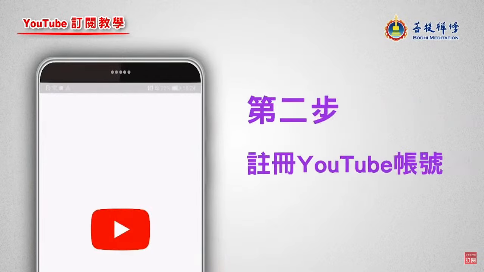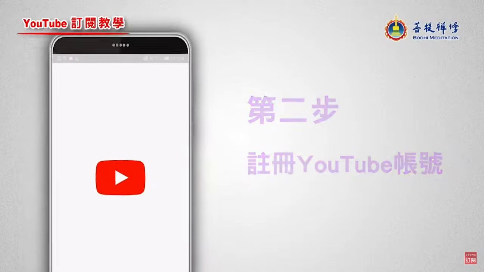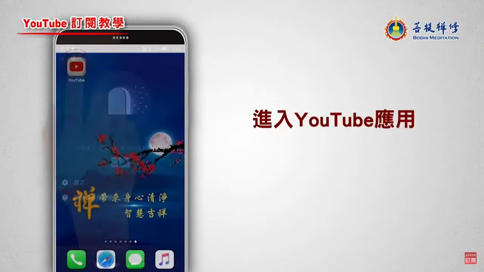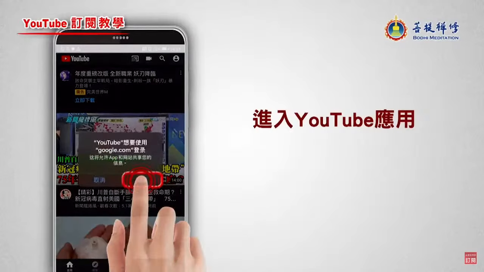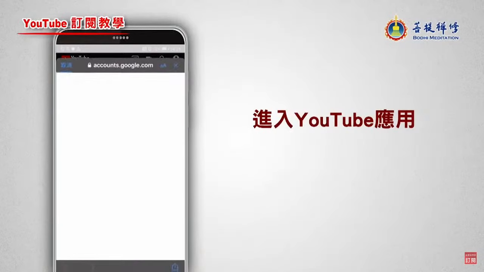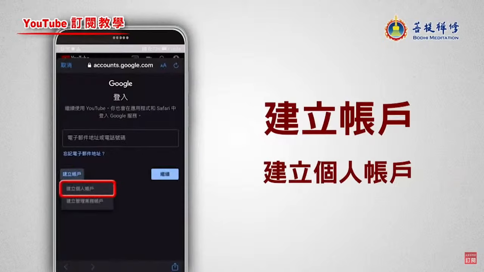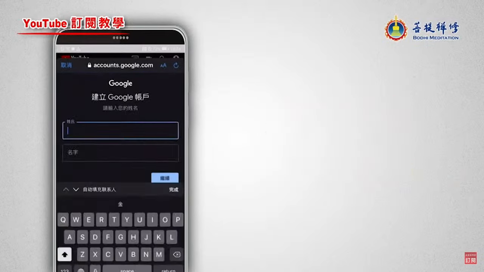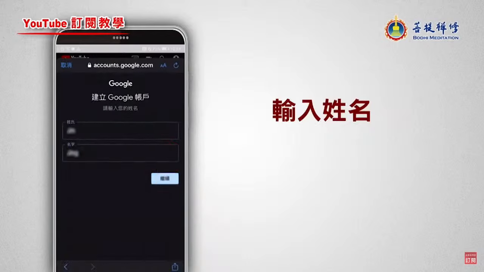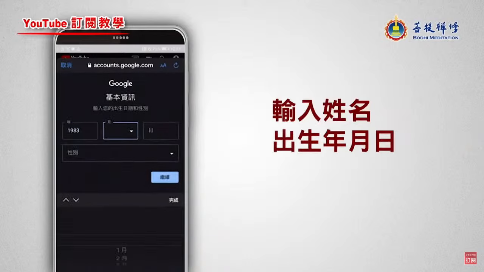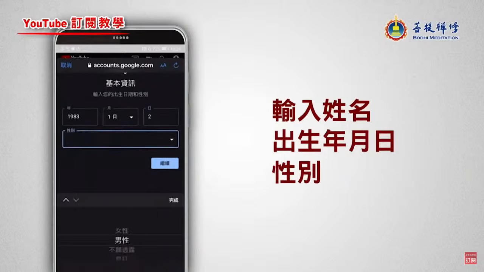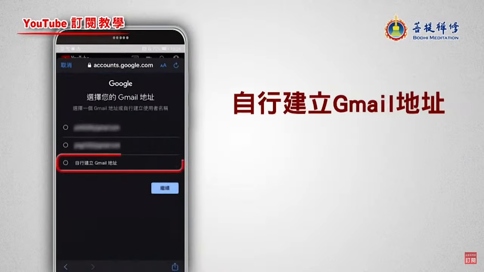The second step is to register a YouTube account. Go to the YouTube app, establish an account. To set up your personal account, enter your name, birthday, gender, and then your Gmail address.